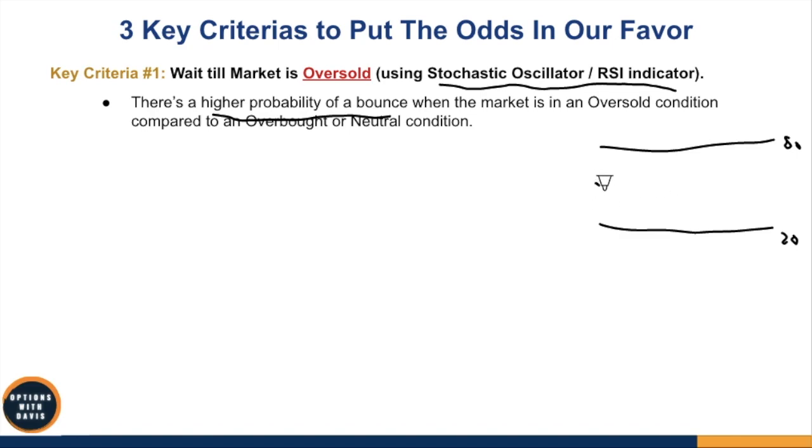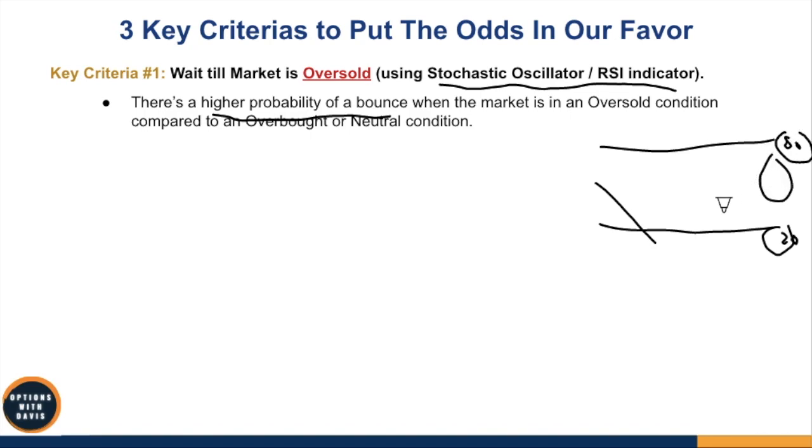So you want to wait for this line to go below 20 before you start looking for bull put spread trade setups. When it comes to putting on a bullish trade, there's only 3 different conditions that you can put it on: when it's oversold, when it's overbought, and when it's somewhere in the middle.